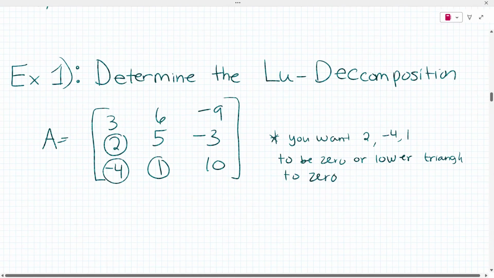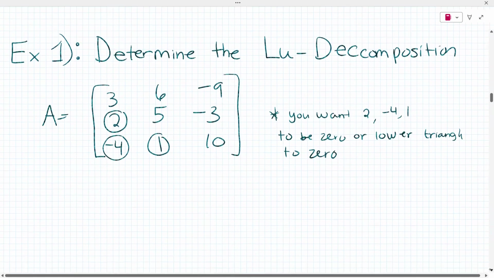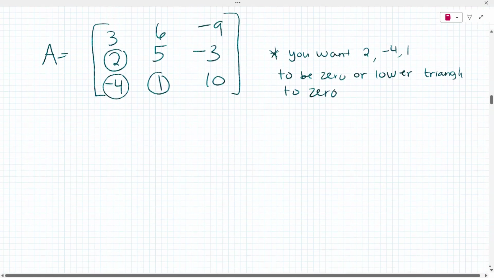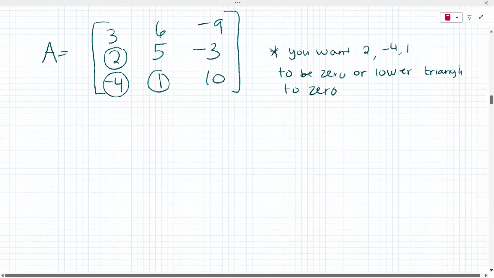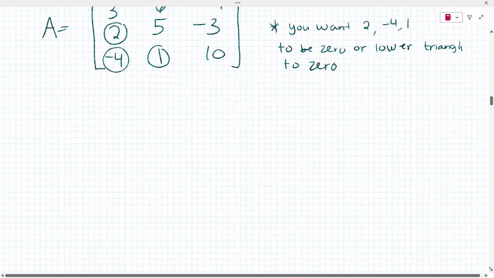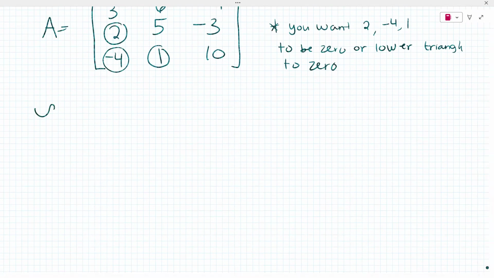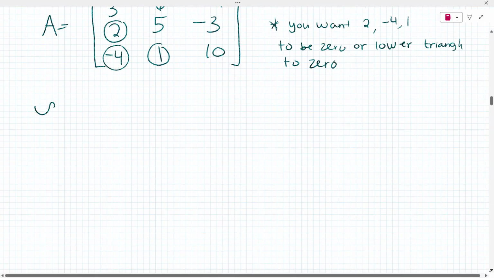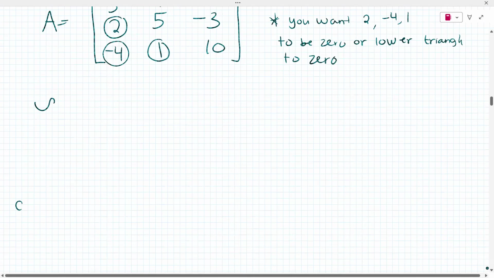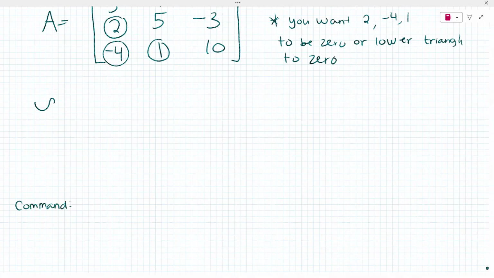So what do you want to do first? Let's make that 2 a 0. You could do it all at once, or you could do it one by one. Here's your original matrix, and let me put the commands here. I'm trying to stay neat. Let's keep the commands here, also known as the row operations.